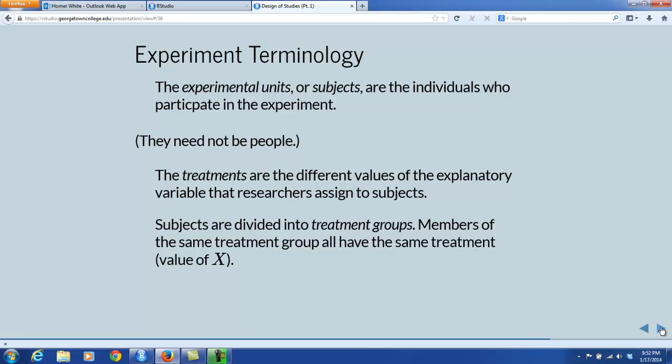The treatments are the different values of the explanatory variable that researchers assign to subjects. So the subjects end up being divided into what we call treatment groups, where members of the same treatment group are all going to have the same value for the explanatory variable x. They're all going to have the same treatment. On the other hand, members of two different treatment groups have to have a different treatment because they've been assigned different values of the explanatory variable x. There will be as many treatment groups as there are treatments.